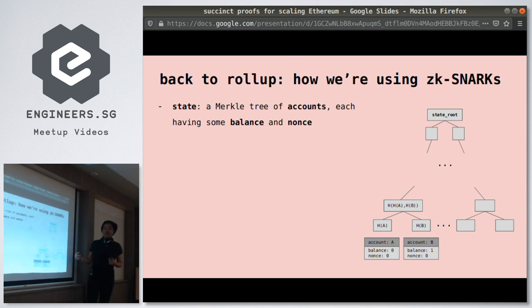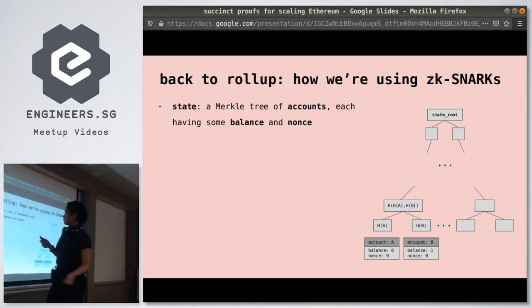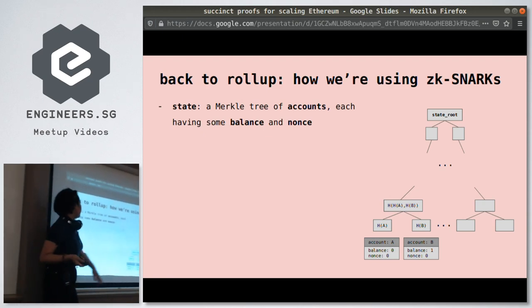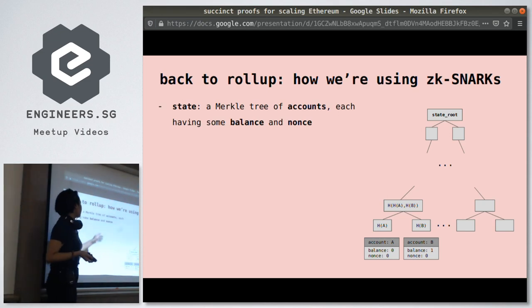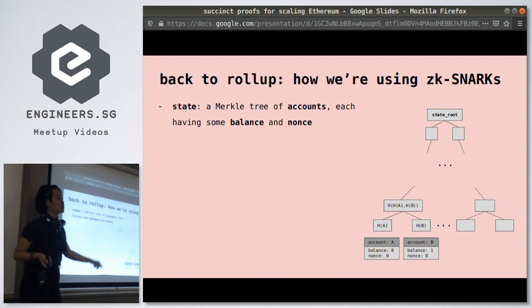And this is a very nice sort of accumulator, because if the state changes in one of the leaves, this state root will change, right? So we can use a Merkle tree to represent our state. And each leaf is an account with some balance and nonce. So the nonce is just an index counting the number of transactions you've made. This is a simplified version of the Ethereum state.